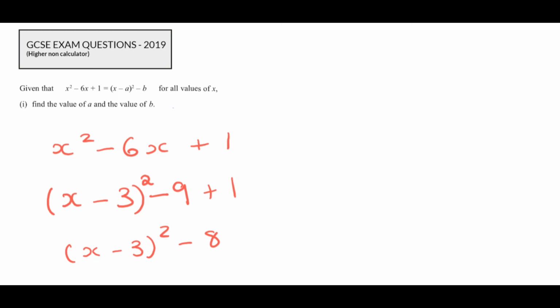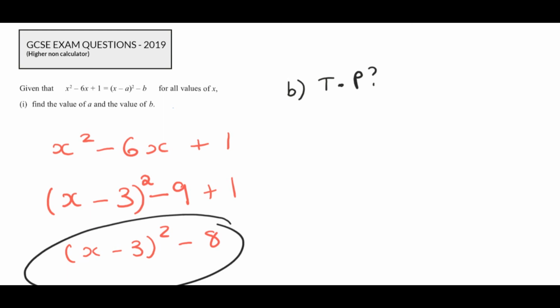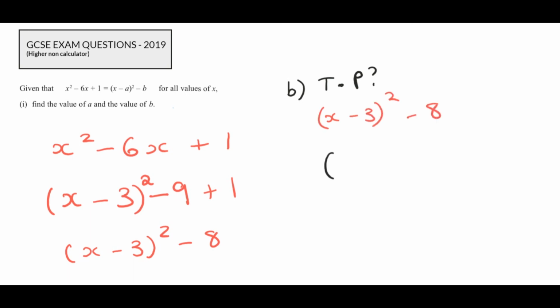So listen, I hope so far you're okay. Now, normally there's a part B. Part B will say something like, what's the turning point? Okay? What's the turning point given this here? So what we do is we're going to take that, x minus 3 all squared minus 8. The turning point is an x and a y coordinate, okay? It's an x and a y coordinate.